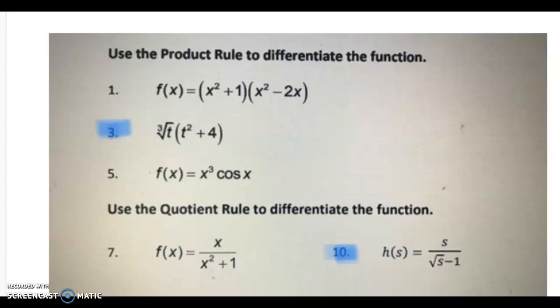The question asks, use the product rule to differentiate the function. The function being cube root of t multiplied by t squared plus 4.